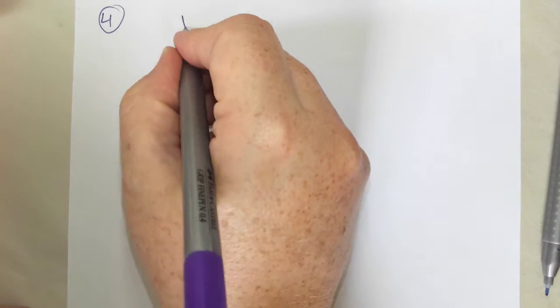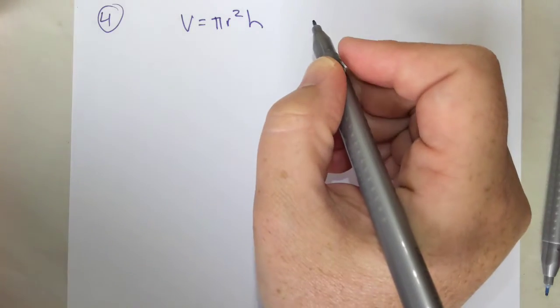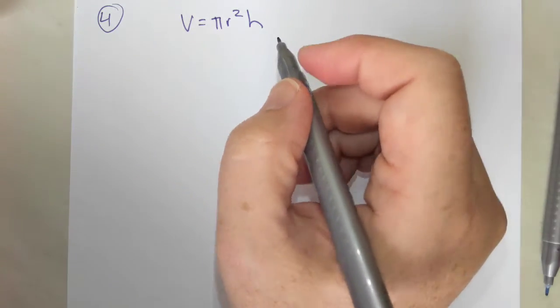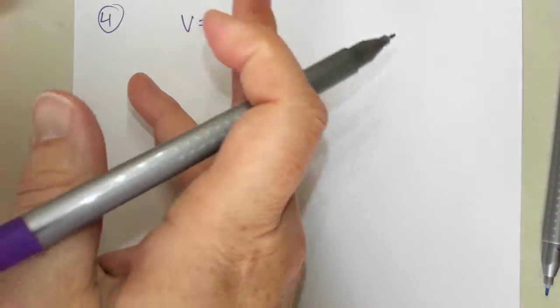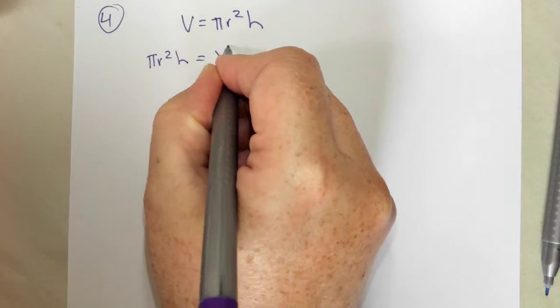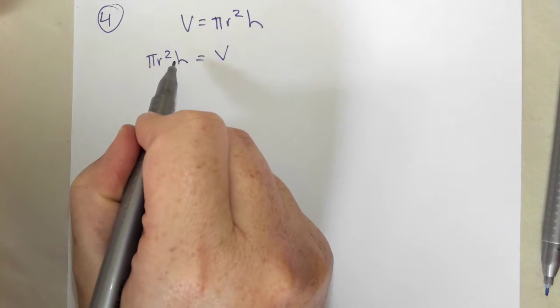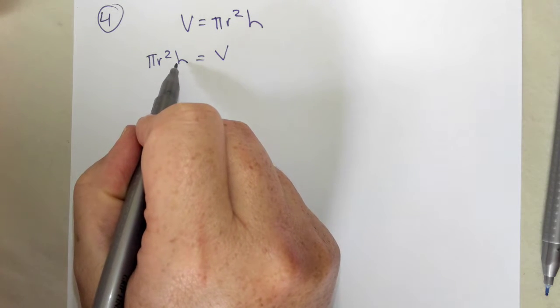Okay, one last example. So example number 4. We've got an equation there, v equals pi r squared h, and it says make h the subject. So we want to get h by itself. So again, I'm going to do the little trick where I want to switch those around. So I'm going to have pi r squared h equals v, just so that I can get h on the left hand side. Now I want h by itself, so what do I need to get rid of?